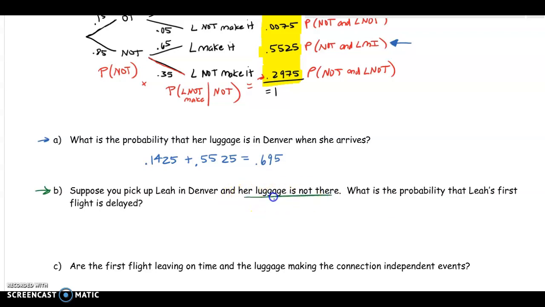So this is the given information. So again, this is important, the notation for these. You're looking for what is the probability that her flight is not on time under the condition that you know that her luggage is not there. So this is the luggage not make it.